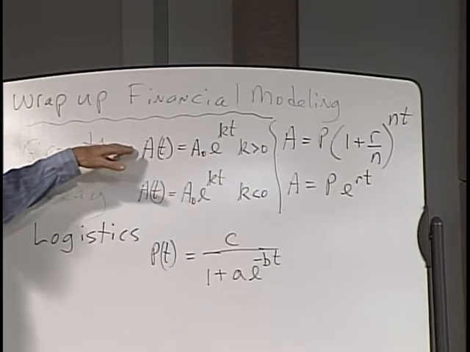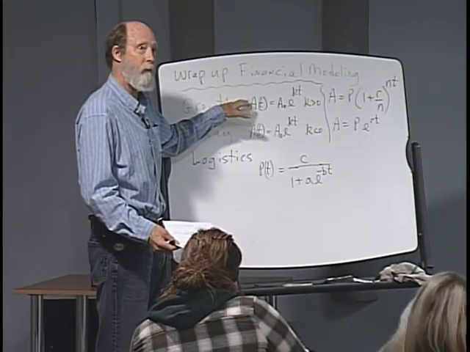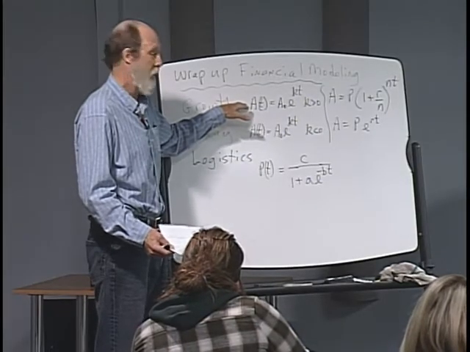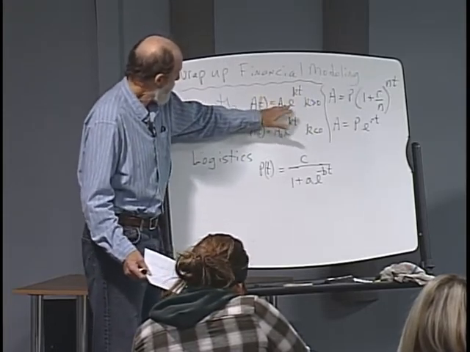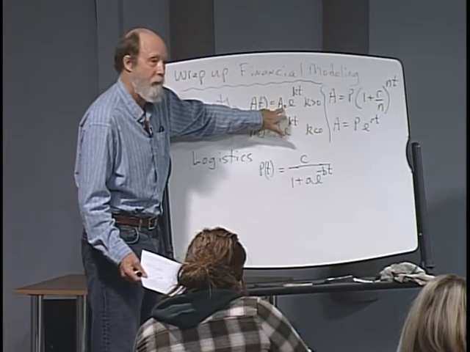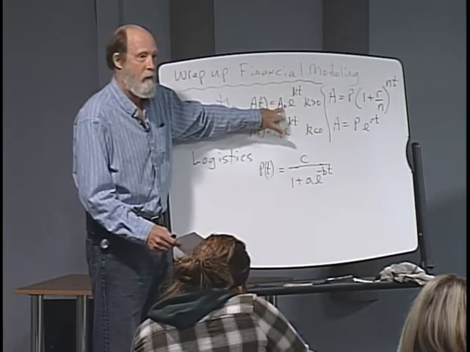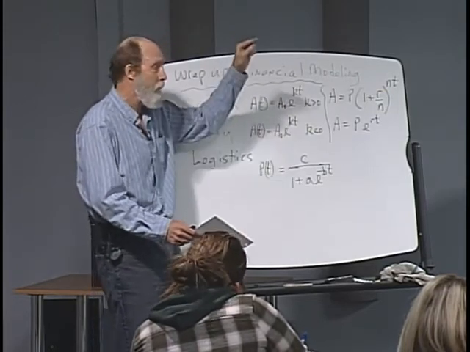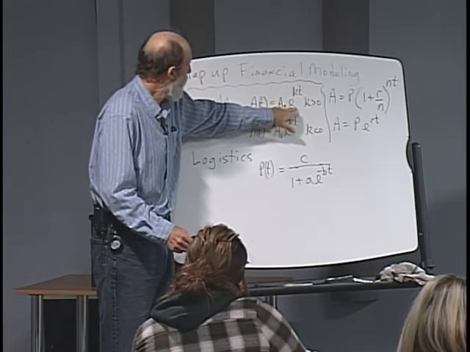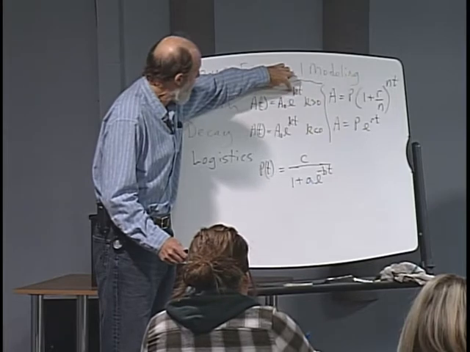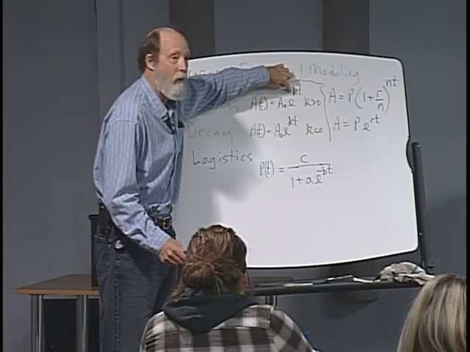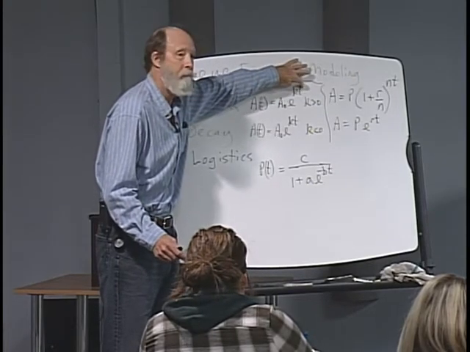It's called uninhibited growth. There's nothing interfering with the growth occurring, and you should be good enough to look at this formula and see the y-intercept is up at a naught. That's your y-intercept. And then it's going to grow with a base e exponential raised to the exponent of k, which is the growth rate, times time.